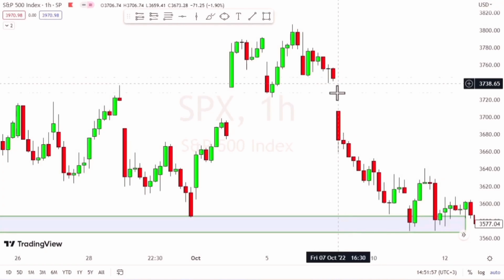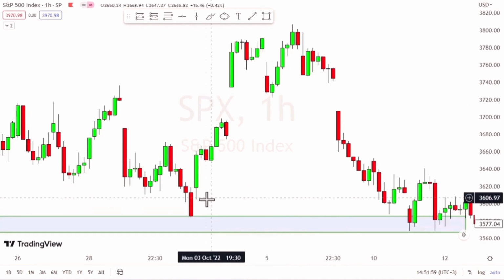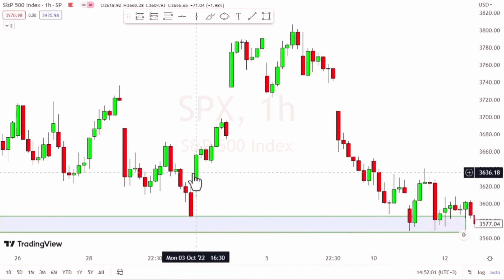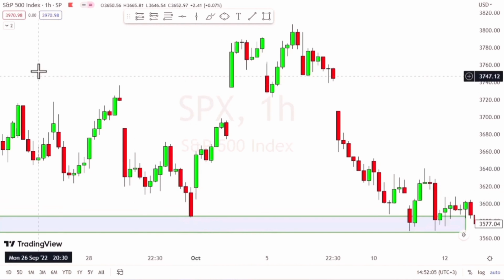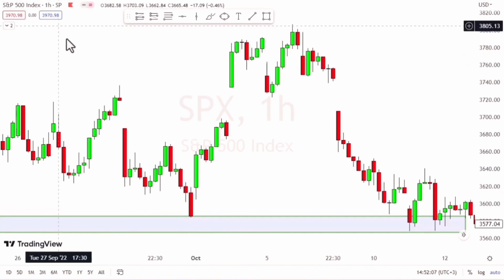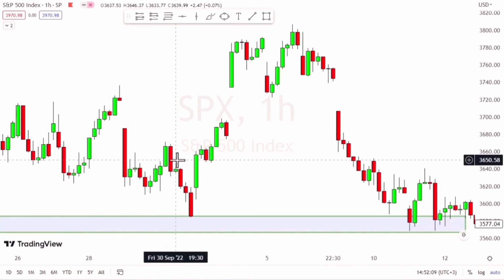Well, as you can see, there is a really beautiful bullish kicker happening here, and this is the S&P 500 index 1 hour chart. How to set up a chart like this, I talked about previously, and you have to check my previous videos, which I'm going to leave the links to down in the description.